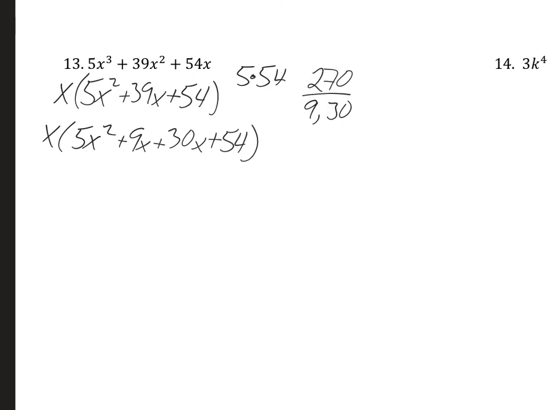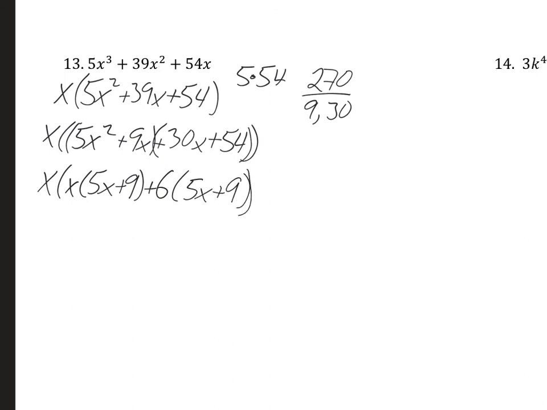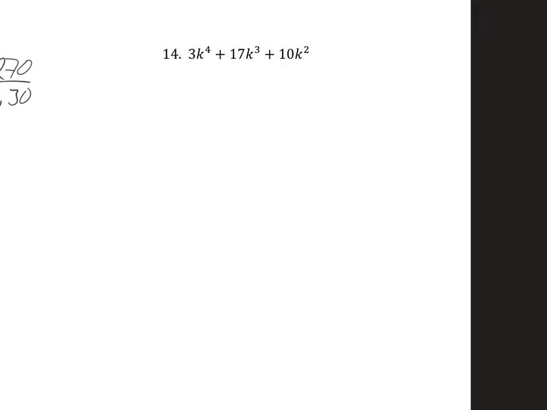Again, you can switch those all you want, and you will see that we do get the same answer no matter what. For the first two, I can pull out an x, so that leaves me with 5x plus 9. For the second two, I can pull out a 6, so that's going to leave me with 5x plus 9. So now I have x parenthesis, x plus 6, 5x plus 9. Okay, very last one. Go ahead and try it out.